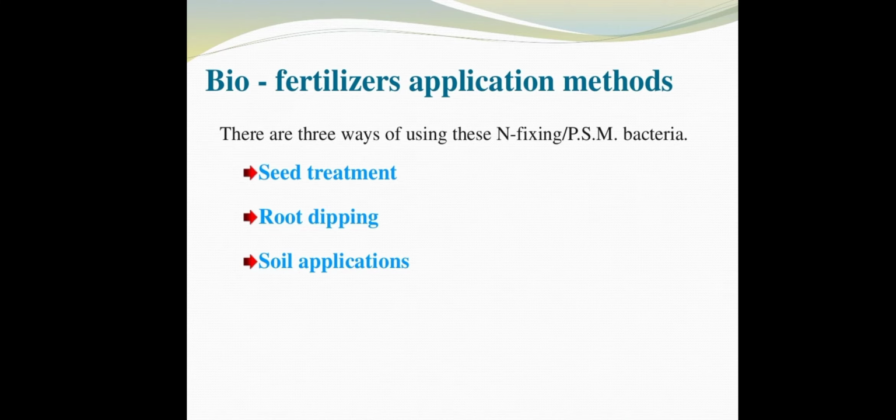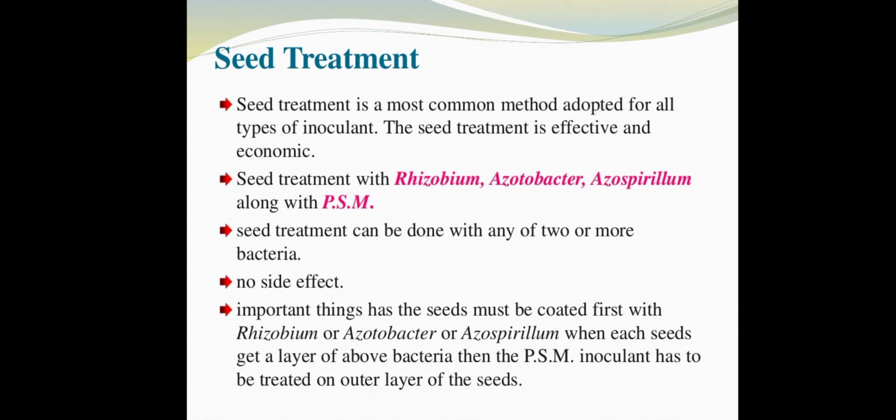Then coming to biofertilizer application methods, there are three main methods following, that is primarily seed treatment, root dipping, and soil application. Coming to seed treatment. Seed treatment is the most common method adopted for all types of inoculant. The seed treatment is effective and economic. Seed treatment with Rhizobium, Azotobacter, Azospirillum along with phosphate solubilizing microorganisms. Here seed treatment can be done with any of two or more bacteria. No side effect is found in seed treatment method.